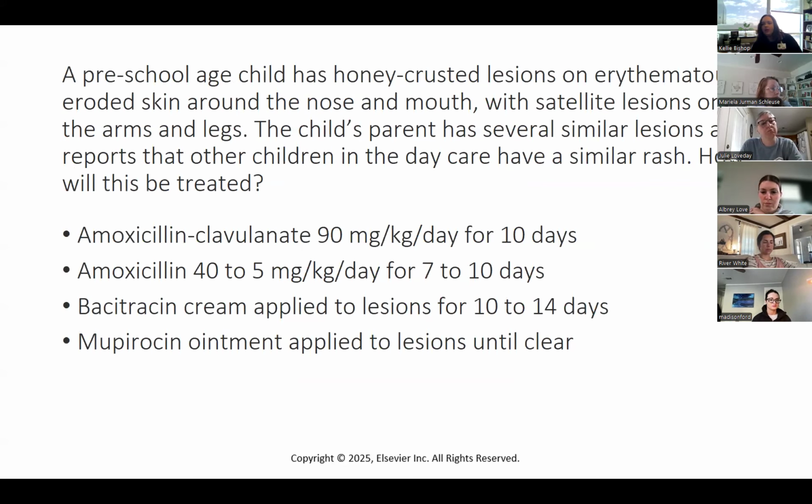Okay, a preschool age child has honey crusted lesions on erythematous eroded skin around the nose and mouth with satellite lesions on the arms and legs. The child's parent has several similar lesions and reports that other children in the daycare have a similar rash. How will this be treated? Augmentin, 90 milligrams per kilo per day for 10 days; amoxicillin, 40 to 50 milligrams per kilo per day for 7 to 10 days; bacitracin cream applied to lesions for 10 to 14 days; or mupirocin ointment.